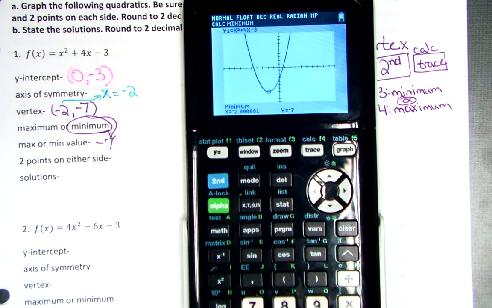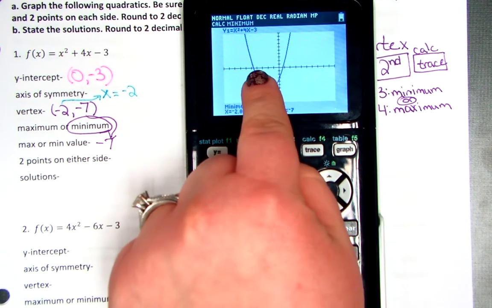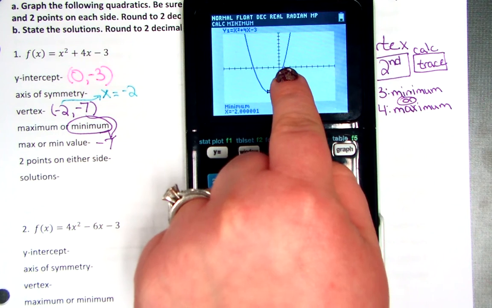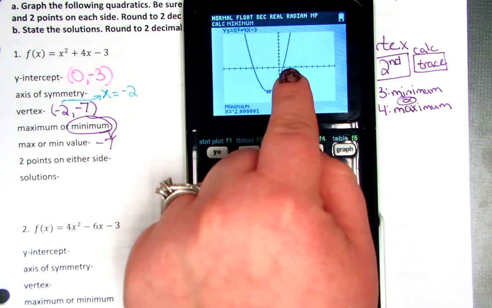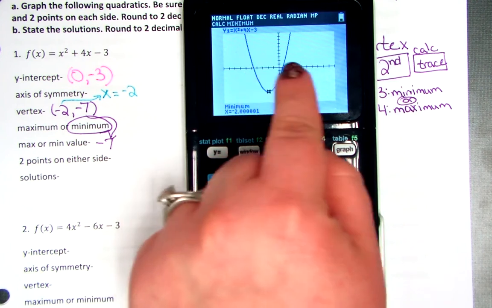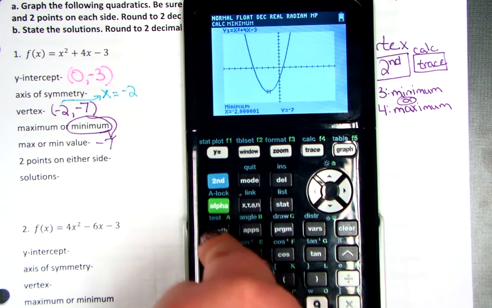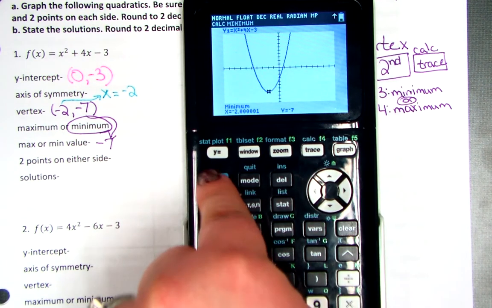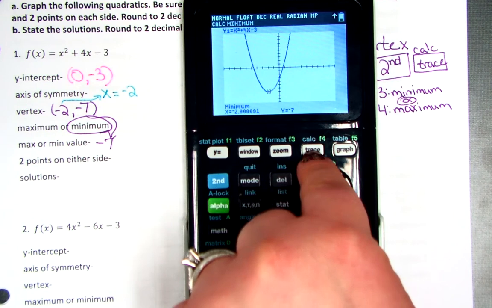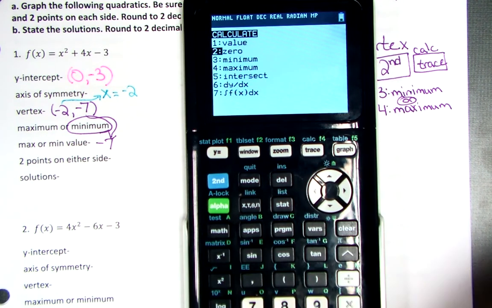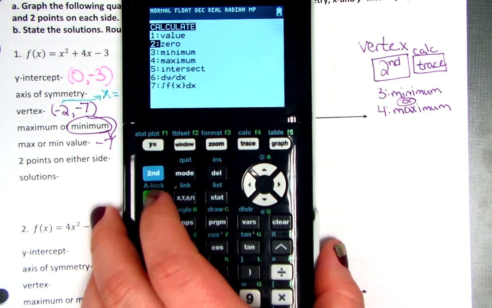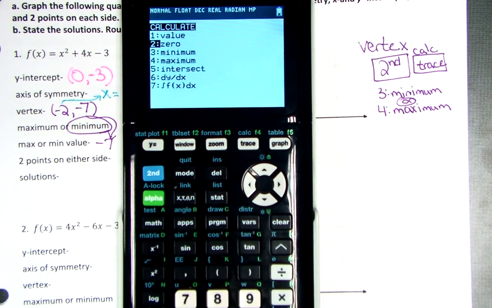We also need to be able to find the 2 points on either side. Well, since this quadratic has 2 solutions, or 2 places that it crosses the x-axis, those are going to serve as one of the points on either side. So to find those points, you will press second and then calc, and we'll select option 2. So we'll go ahead and write that down over to the side as our reference.